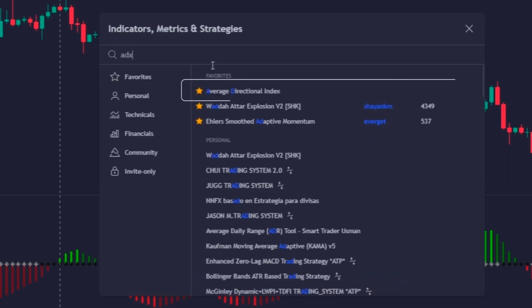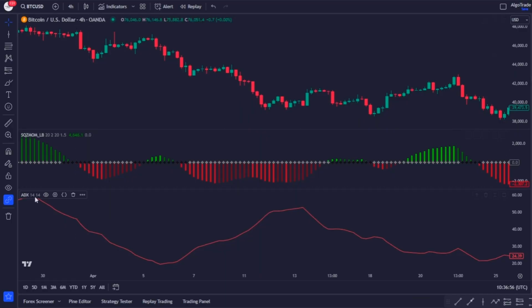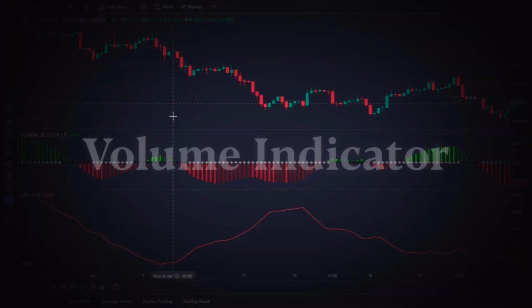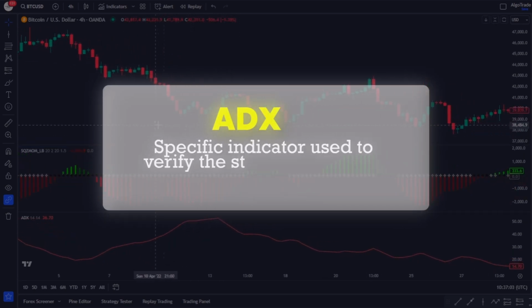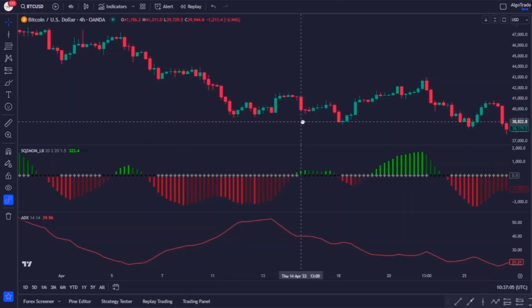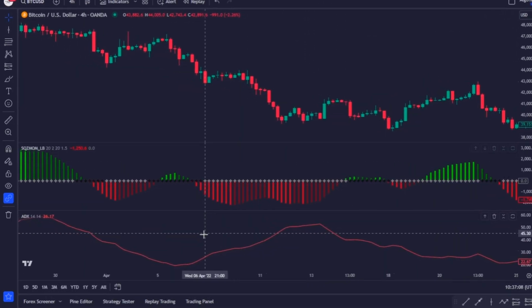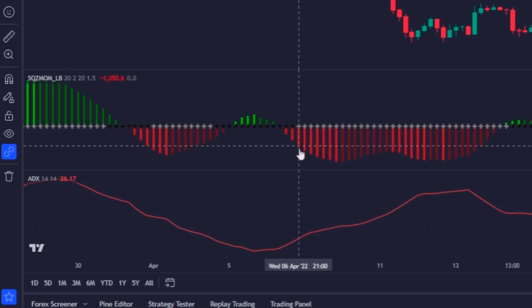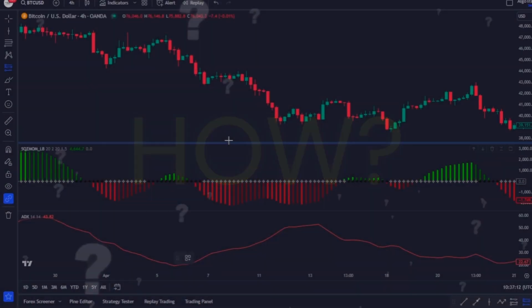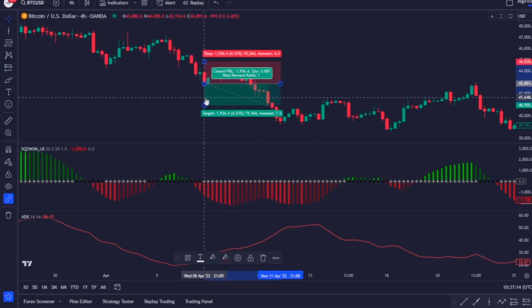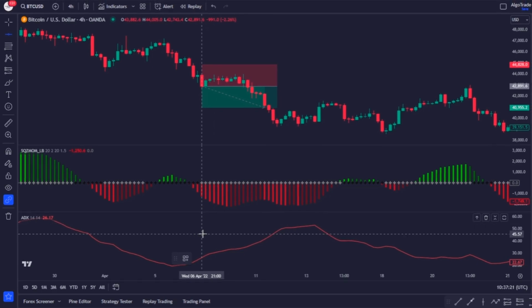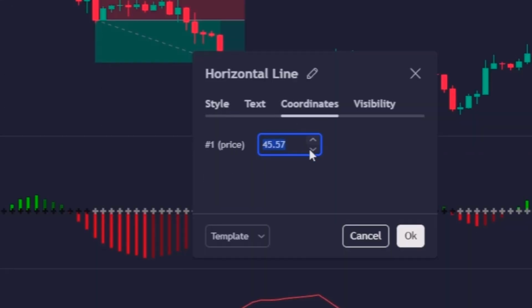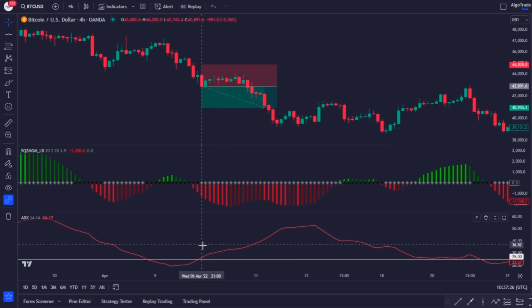Alongside, we'll add the ADX, this one here, with the default settings, which is used as the volume indicator. This one is a specific indicator used to verify the strength of a trend, and so its function is very simple: eliminate fake signals from the trigger indicator. And how? You will only consider signals, either long or short ones, when the ADX value is above 25, meaning that the market is trending. We can add a horizontal line on the 25 level to simplify this.